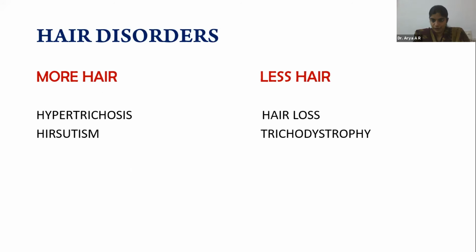Now we will move on to our topic, hair disorders. When we say hair disorders, it can be of two categories. One is the condition in which we could see more hair, and the second one is the condition in which we could see hair loss. So these are the categories in hair disorders.